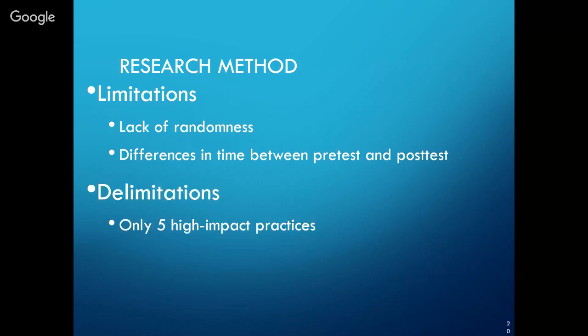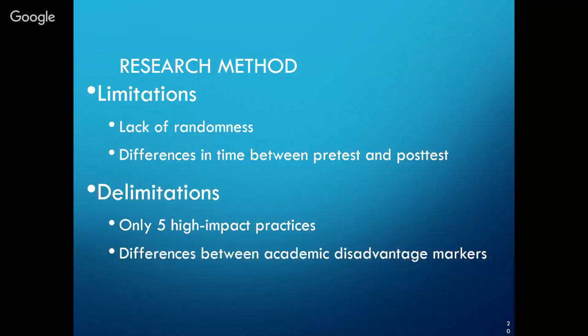I purposely only did 5 high impact practices, one for ease of data analysis, but also because those are the 5 that I felt most students would have participated in at least one of at SMU. And then there are some differences. I decided not to say, okay, I'm just going to look at first generation, or ethnicity, or Pell eligibility. I just put all of those together. If you had one of those academic disadvantage markers, then you got put into the academic disadvantaged group.